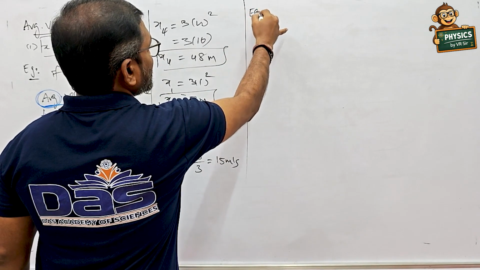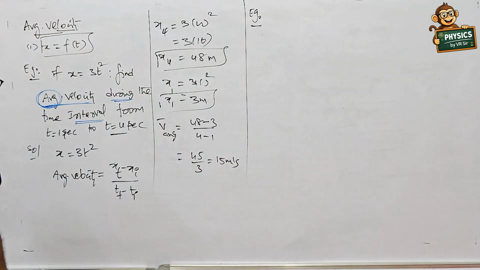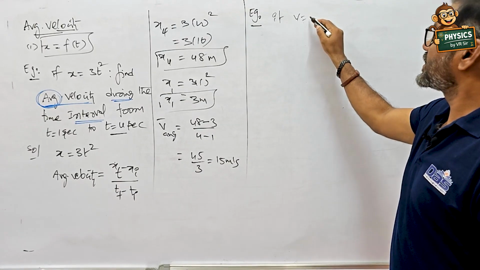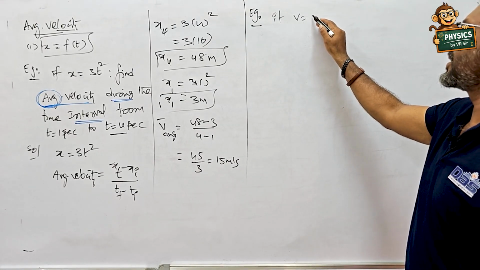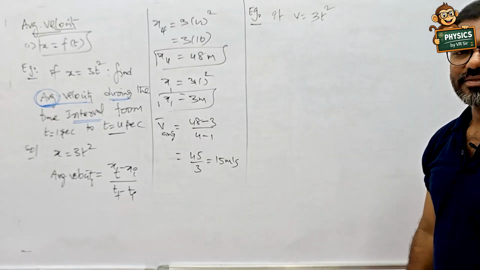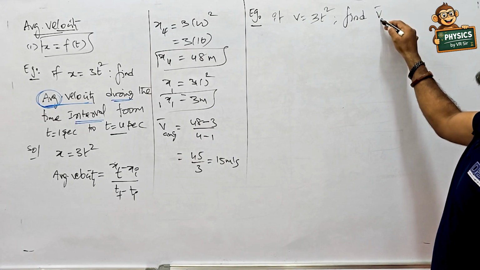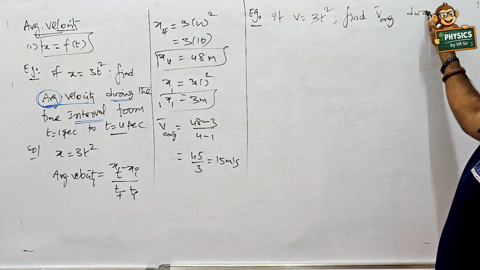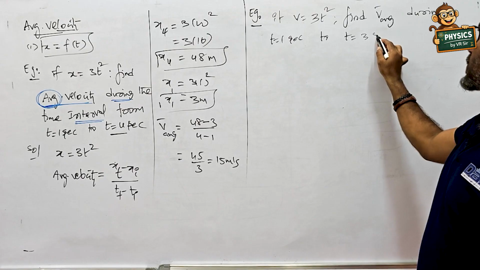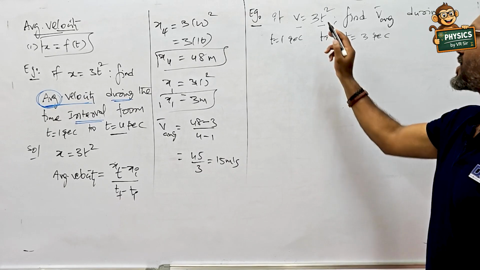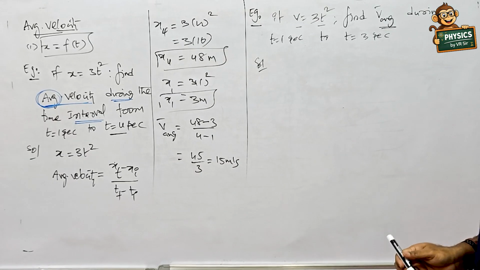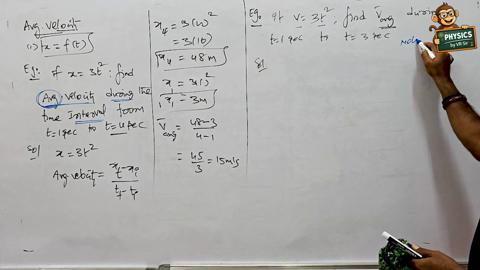Now what about the second case? In the second case, what they are giving us is velocity as 2t square, or I am giving 3t square. So find the average velocity during t equal to 1 second to t equal to 3 seconds. Now here velocity itself is a function of time, and they are asking us to find the average velocity. So in such cases, please remember, you have to make a note here.